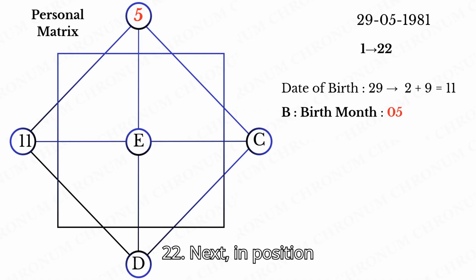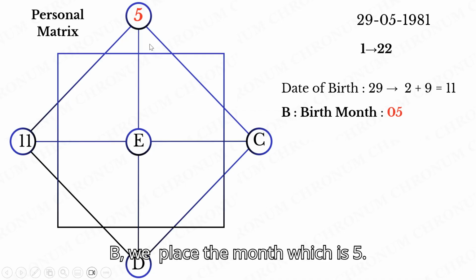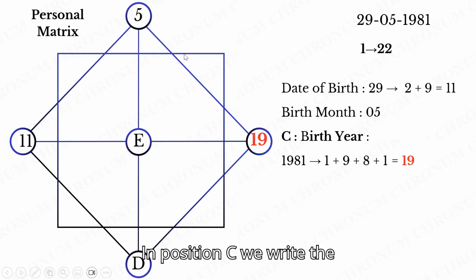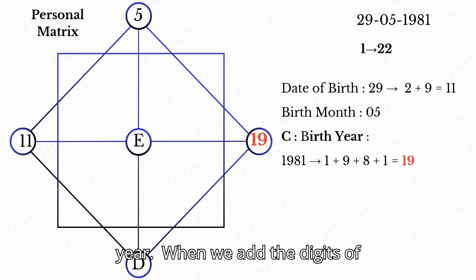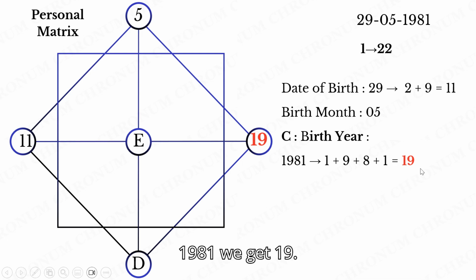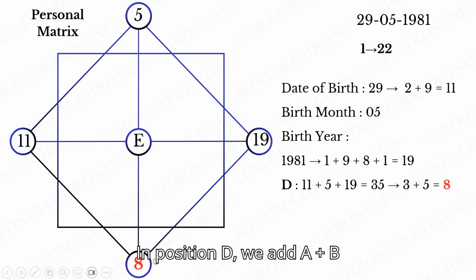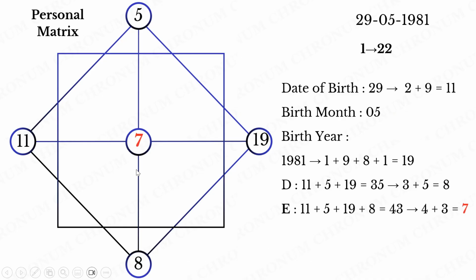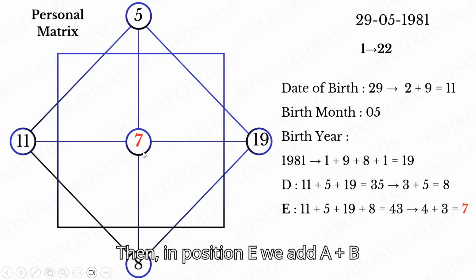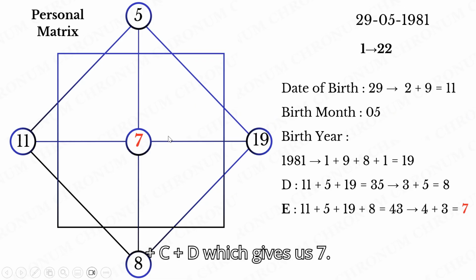Next, in position B, we place the month, which is 5. In position C, we write the year. When we add the digits of 1981, we get 19. In position D, we add A plus B plus C, which gives us 8. In position E, we add A plus B plus C plus D, which gives us 7.